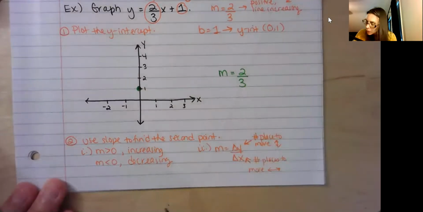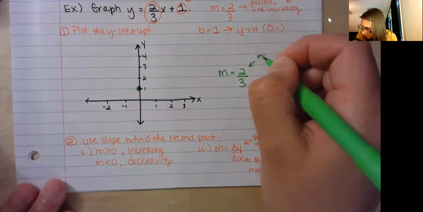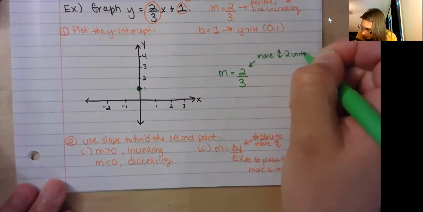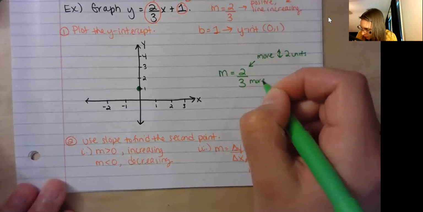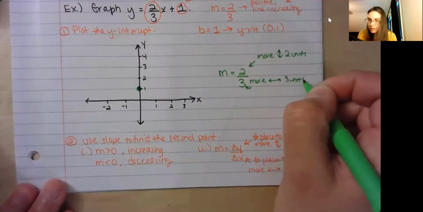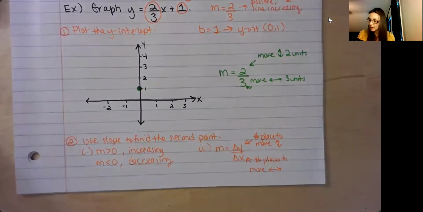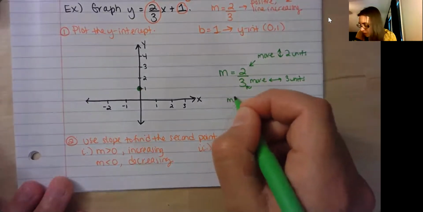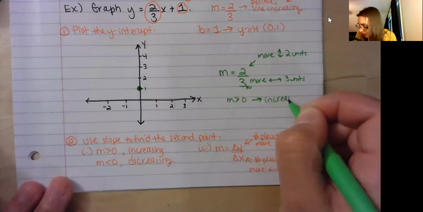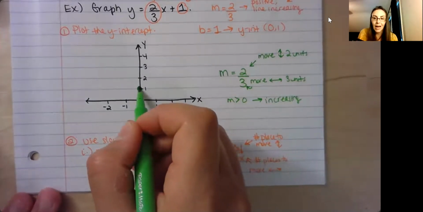Okay. So this means I'm going to move up and down 2 units, or I'm going to move left to right 3 units. Now, the only thing is you want to think about your general direction. So for this particular problem, since this is greater than 0, we want to make sure we're going in an increasing direction. So we start at this point here, and we're going to count.